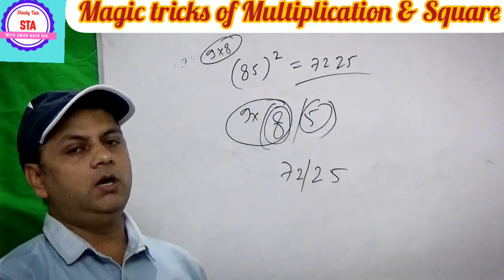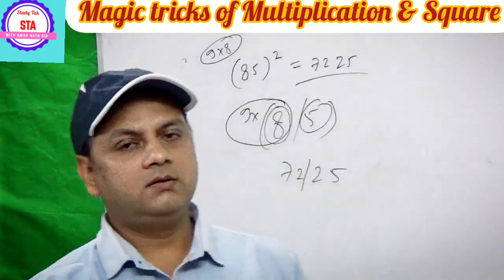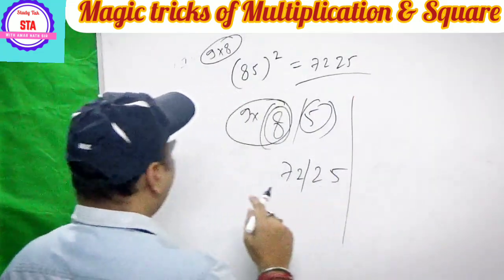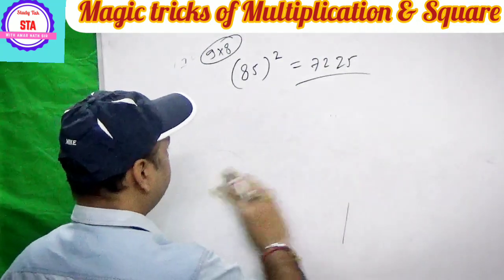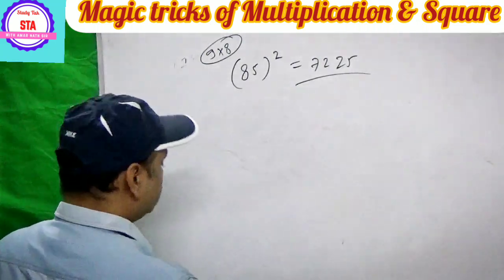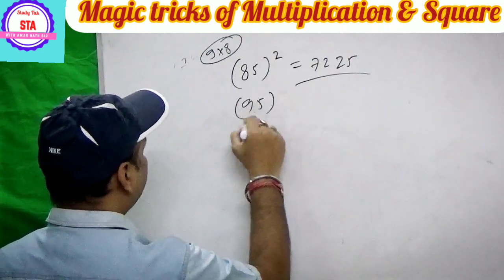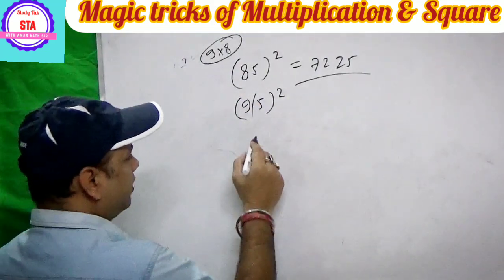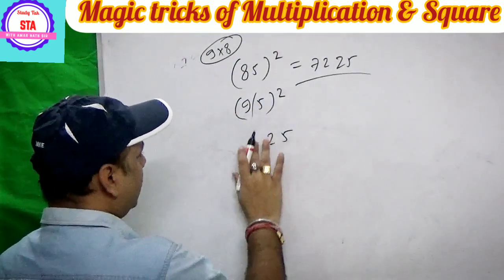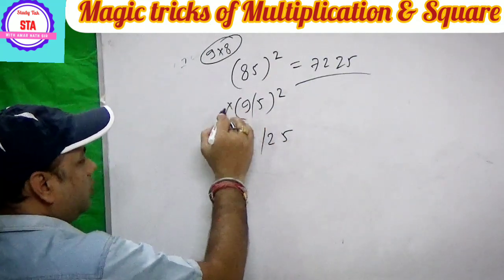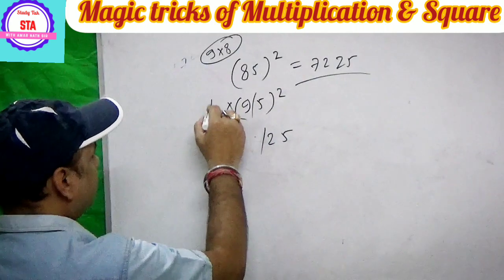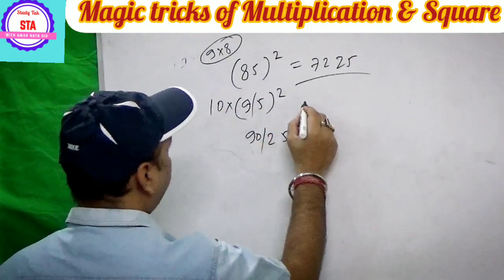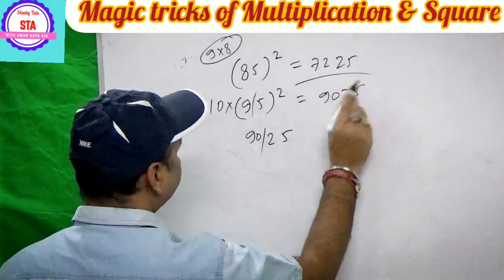This method is applicable only when the last digit is 5. This trick is applicable only when the last digit is 5. Also, another example: the square of 95. Divide it into two parts. The square of 5 is 25 and increase 9 by 1, that is 10. 9 into 10, that is 90. The square of 95 is 9025.